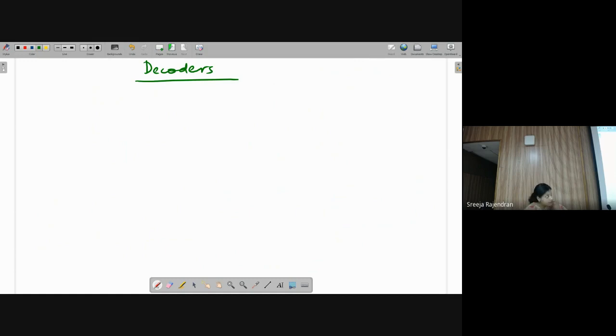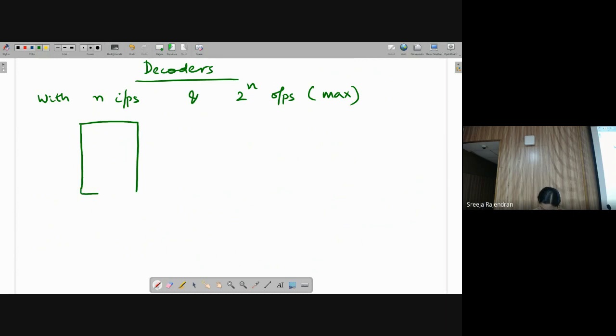Next kind of combinational circuit is the decoder. Now, a decoder is a combinational circuit with n inputs and 2 raised to n outputs. It can have a maximum of 2 raised to n outputs. So, depending on the combination of input that we apply, one of the output lines will be set to 1. Let's look at a 2 to 4 decoder.